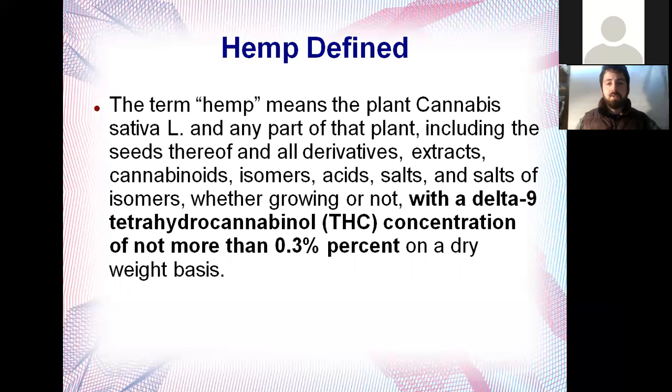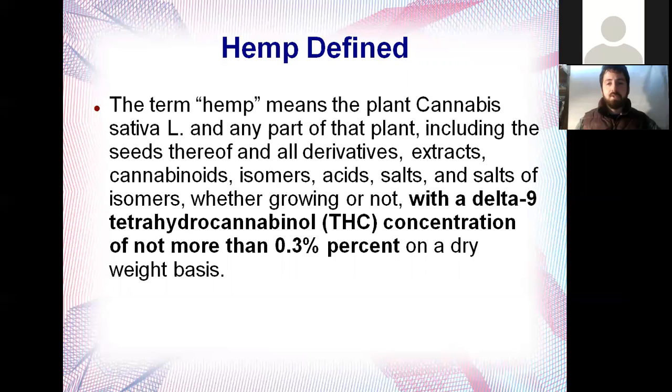So that's a lot of words, but what we're basically getting at with this definition is that hemp is really the same plant as marijuana. They're both Cannabis sativa, and the only distinction that makes hemp different from marijuana is that crucial percentage that's bolded, the THC percentage of below 0.3%. So if a plant is above 0.3% on a dry weight basis, then it would fall into the category of marijuana. Under that, it's hemp.